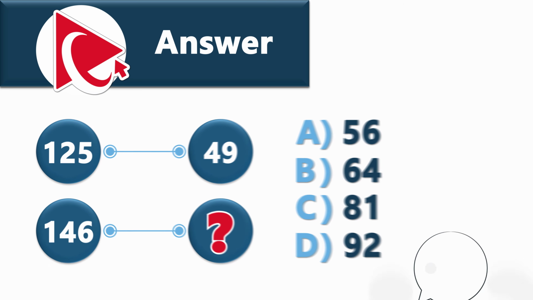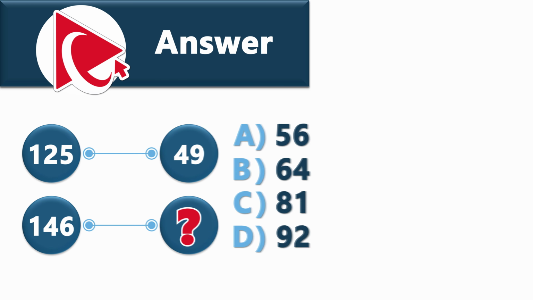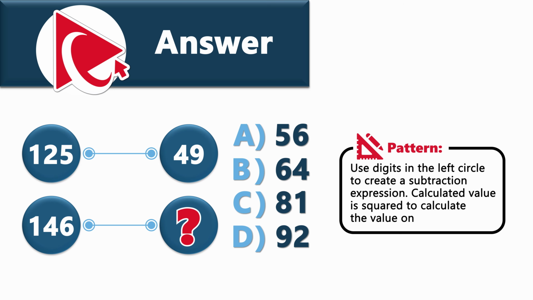Typically, when we see a number, we think of the number as a whole, but not in this particular question. In this question, the pattern is very unique. You need to use the digits in the left circle to create a subtraction expression. The calculated value of this expression is squared to calculate the value on the right. Let's look at the examples.